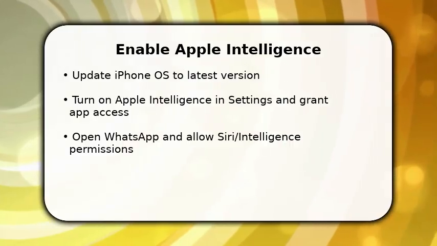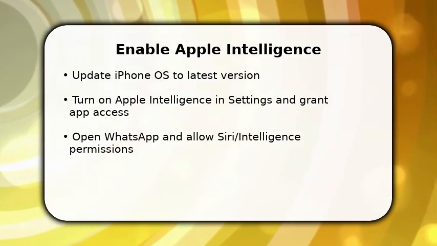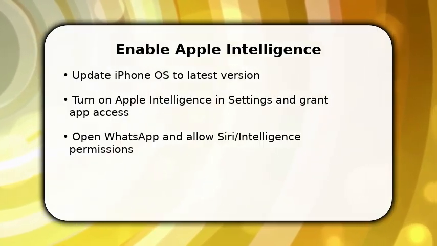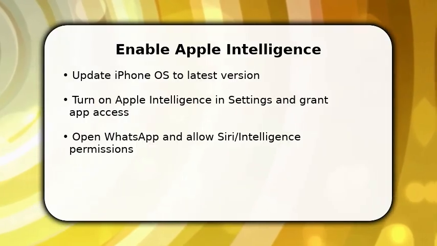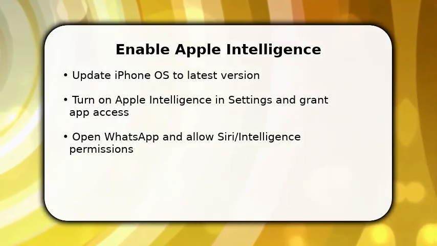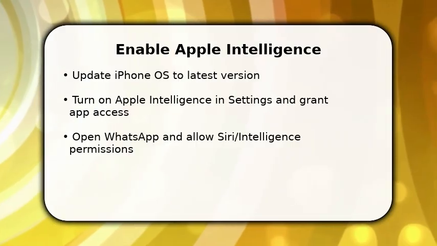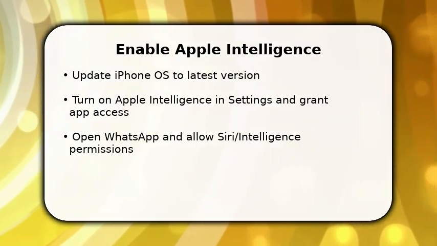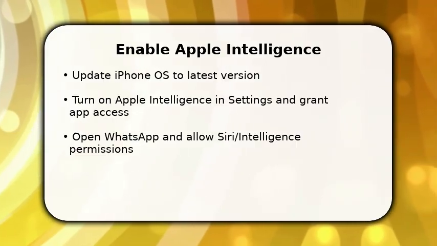You start by ensuring your iPhone is updated and Apple Intelligence is enabled. In Settings, turn on Intelligence and grant WhatsApp access so it can read context. This lets suggestions appear. Once done, open WhatsApp and confirm microphone, notifications, and Siri permissions.